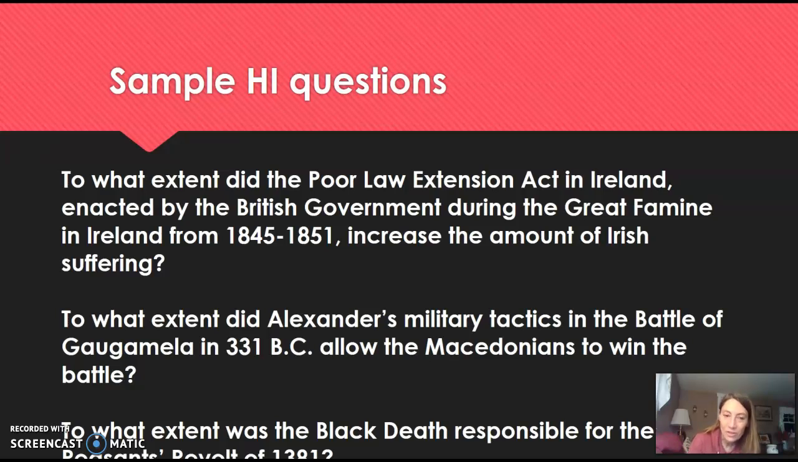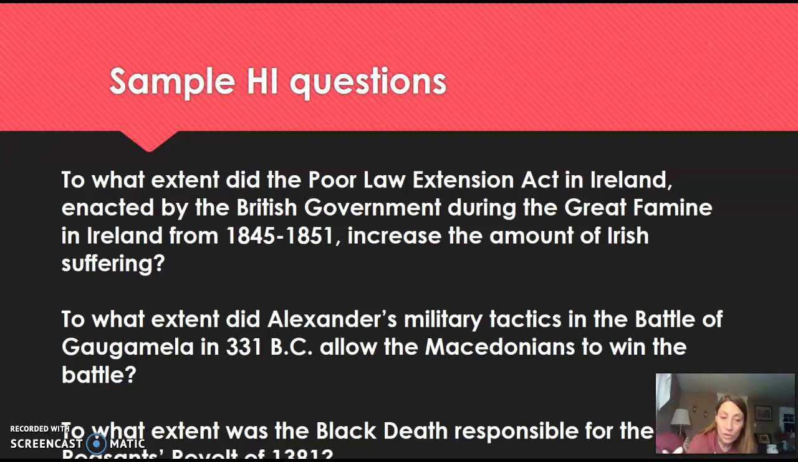Any type of question that you write that taps into a place where historians debate is automatically going to make a really good HI question, because we know that there'll be multiple answers. To what extent did Alexander's military tactics really make the difference? Either they did a lot, they did a little, maybe they did in conjunction with other things, or maybe they didn't at all. There might be some evidence that suggests any of those possibilities.